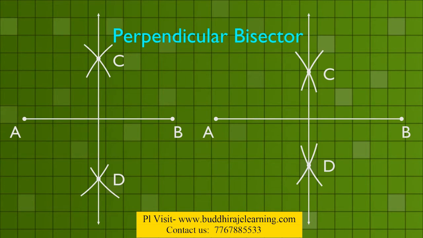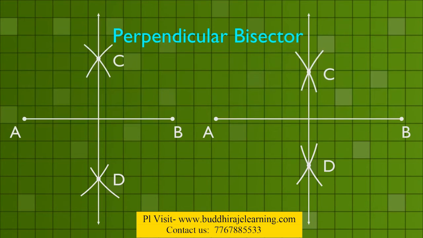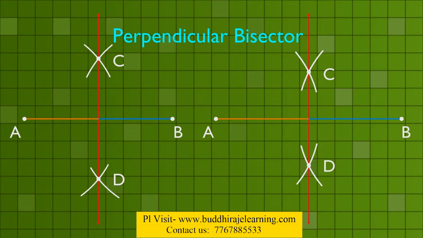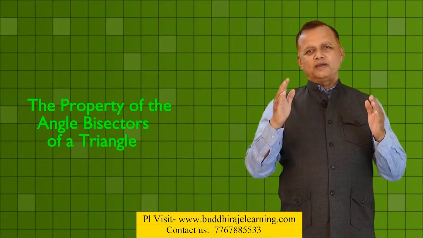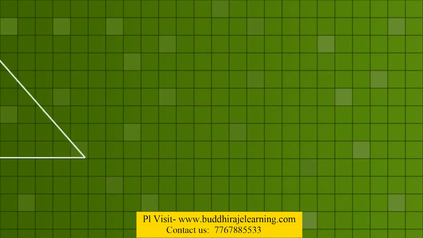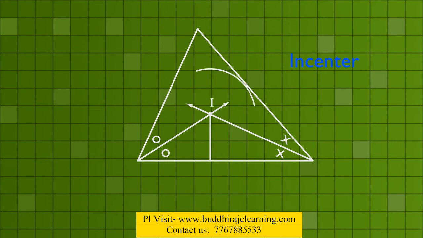We can verify that the line CD is perpendicular to the segment AB with the help of protractor. We can verify that line CD divides segment AB into two equal parts with the help of ruler. Now we will see some interesting properties of angle bisectors of a triangle. The three angle bisectors of a triangle are concurrent, that is, they intersect in one point. The point of concurrence is called the incenter of the triangle. By convention, the incenter of the triangle is named I.